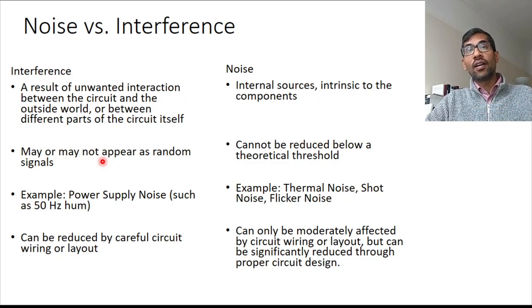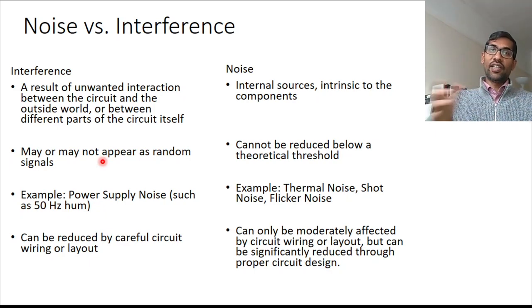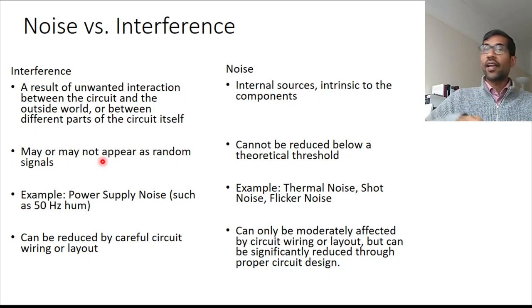Noise, however, usually appears as a random signal, and it cannot be reduced beyond a theoretical threshold, because all components have some noise associated with them, and you can't really reduce it. Thermal noise is one very common example of such noise. Thermal noise is present in resistors, and as you increase the temperature of resistors, you have larger and larger noise. The way you reduce this noise is by circuit design and not by circuit layout. It doesn't matter how you put the components, because it's the components themselves that are generating the noise.